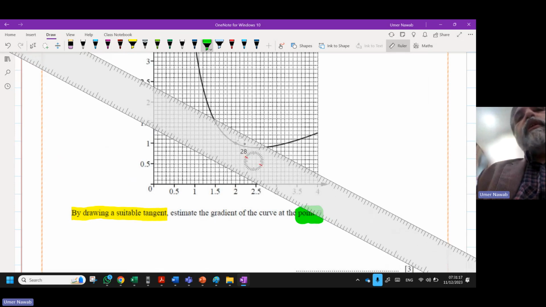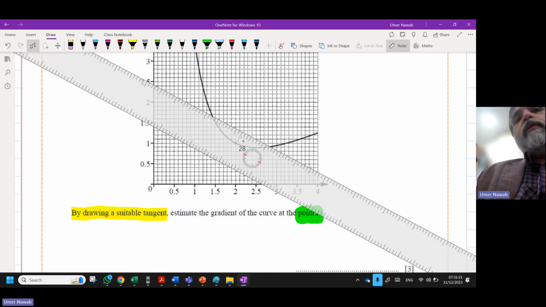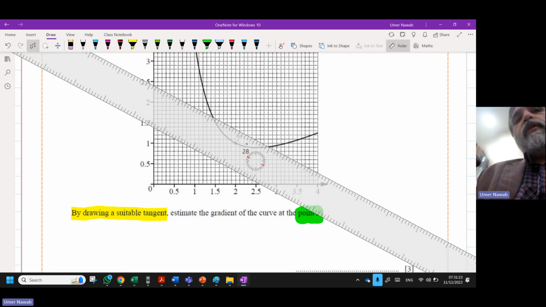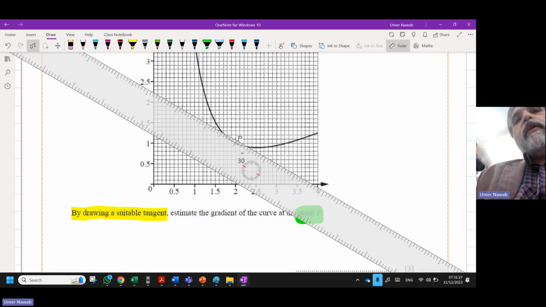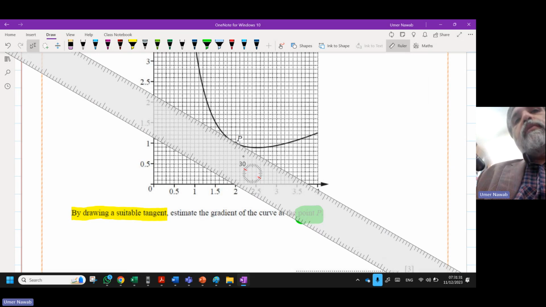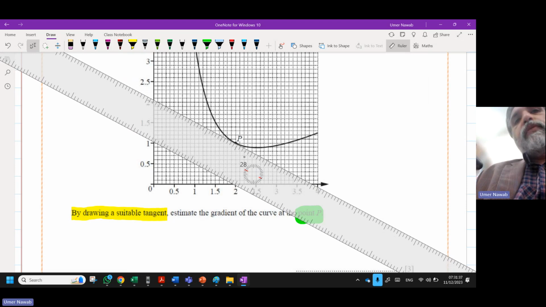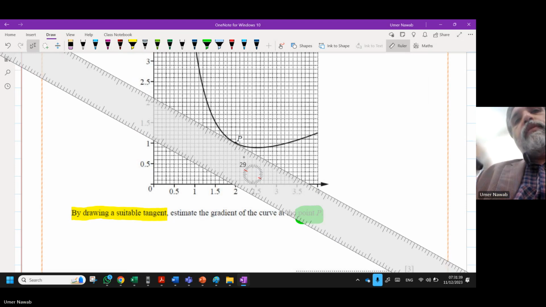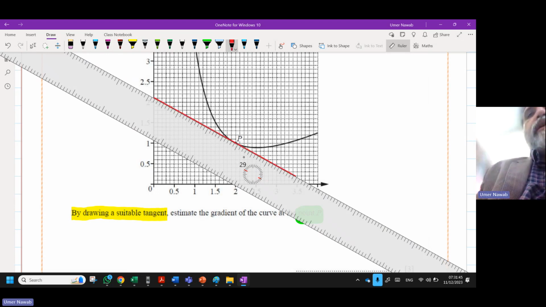Whenever you want to draw the tangent, bring the ruler from the concave side of the curve and drag it towards the point and leave equal space on both sides. Then you will be able to draw a very accurate tangent. Clear, boys? So this will be a very accurate tangent I'm going to draw. Look at that.